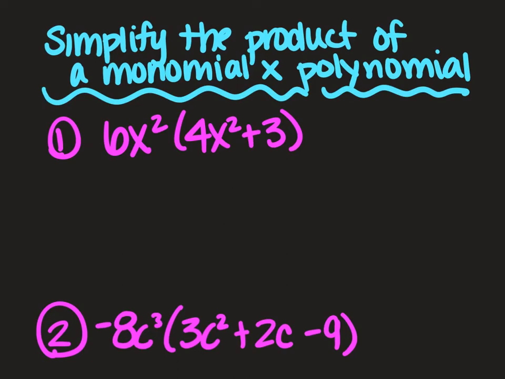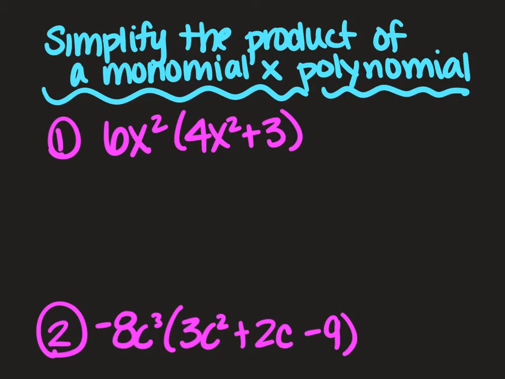On this slide, we're going to talk about simplifying the product of a monomial times a polynomial. What do I mean by that? I am multiplying a single term by this polynomial. Here is a binomial, but it's the monomial being distributed to the polynomial on the inside.